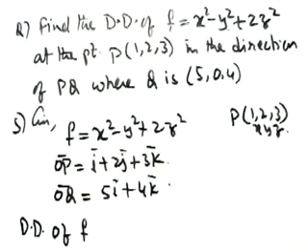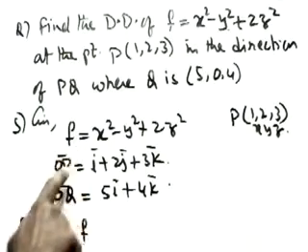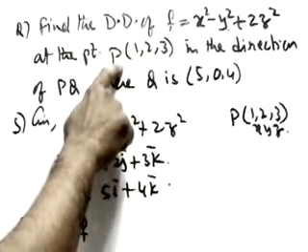Find the directional derivative of f = x² − y² + 2z² at the point P(1, 2, 3) in the direction of PQ, where Q is (5, 0, 4). You see here, f is given.